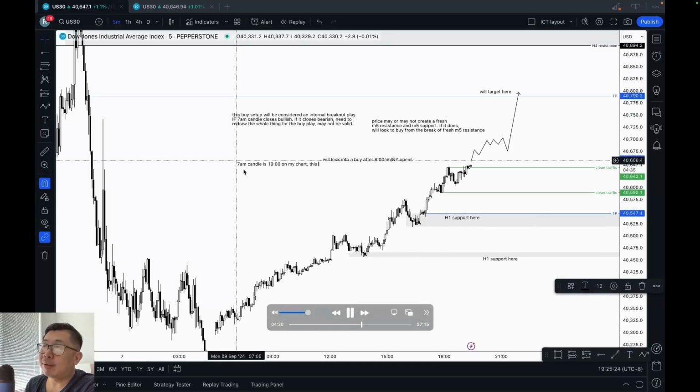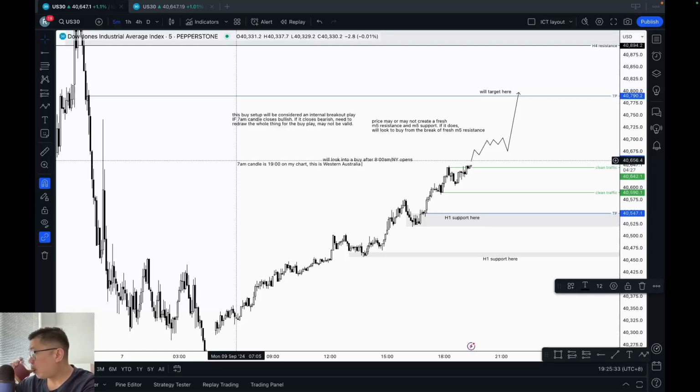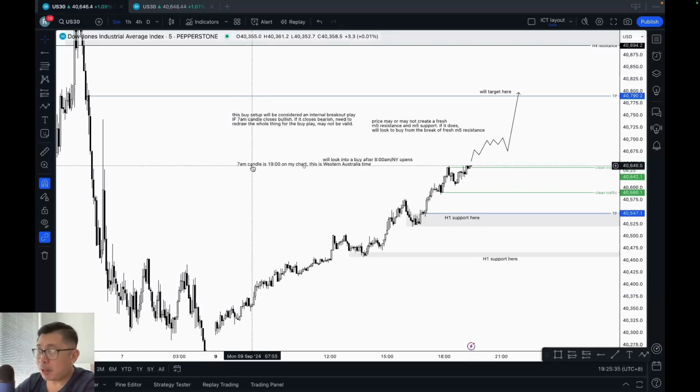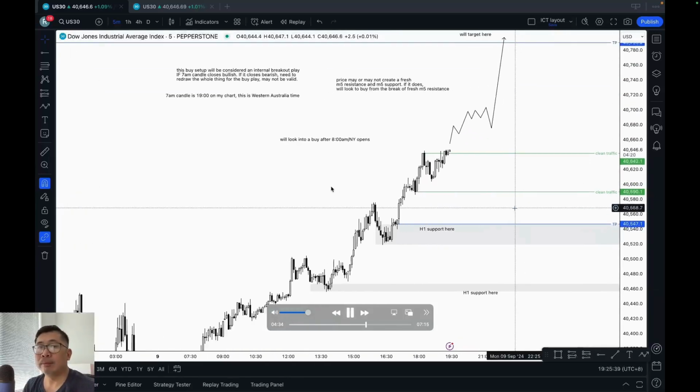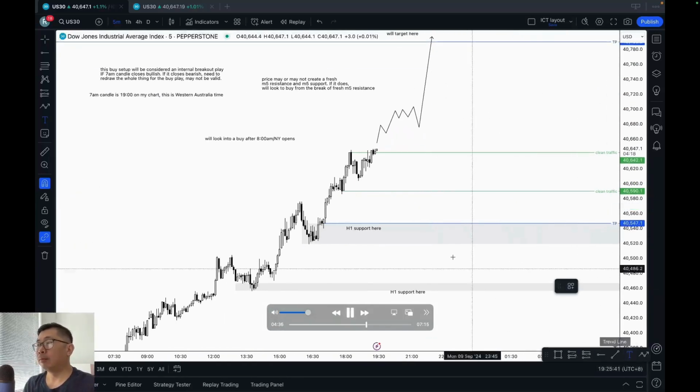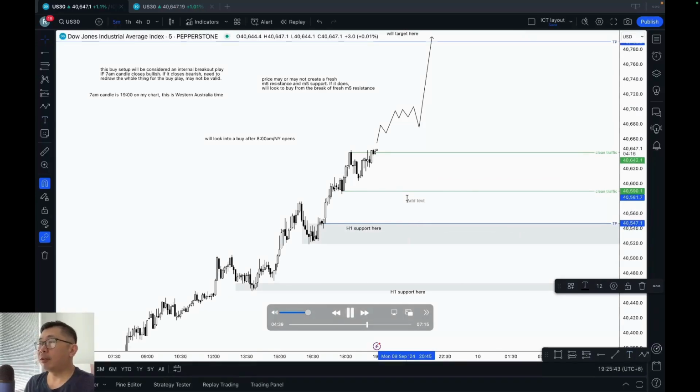And I wrote 7 a.m. candle is 1900 on my chart. Excuse me. All right, so that's the first scenario. This is the second scenario, a short play.